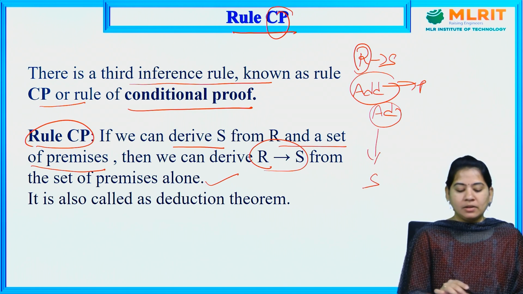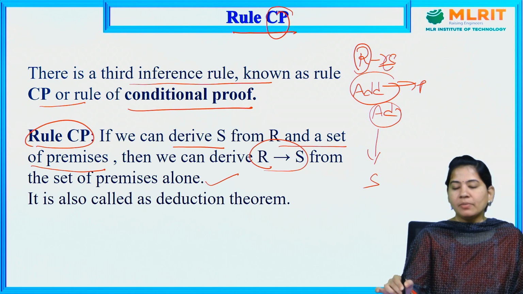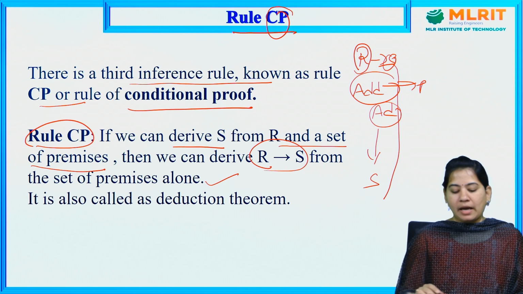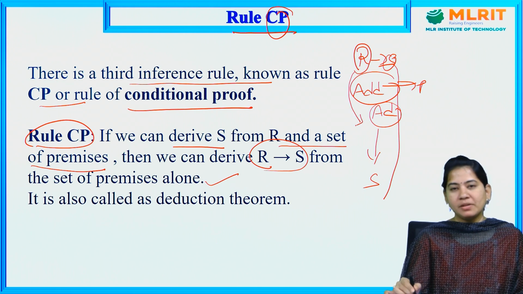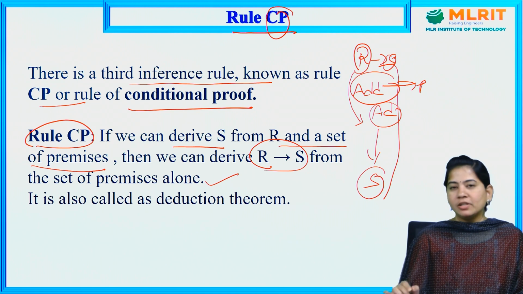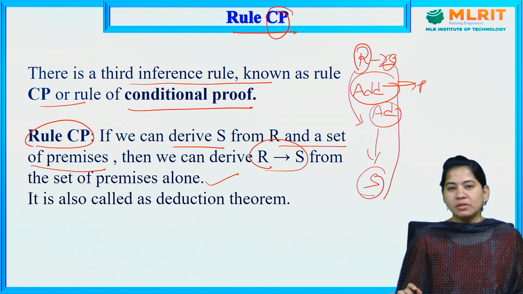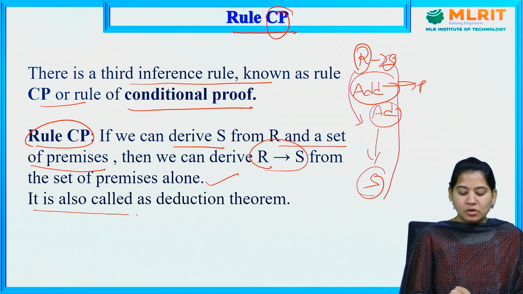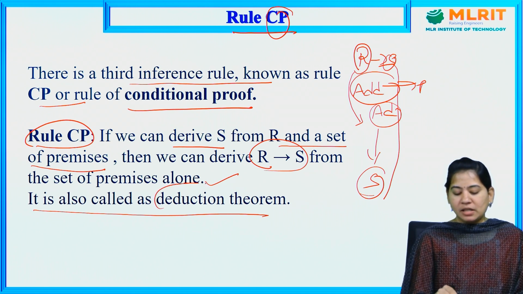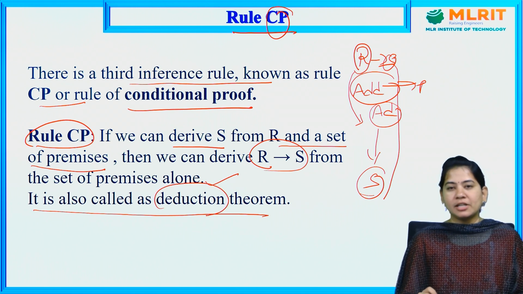So here, if we can derive S from R, it means you are taking R as a premise along with the additional premises, and you are going to derive up to the conclusion S. It is also called the deduction theorem. So we can say that the CP rule is also called the deduction theorem.